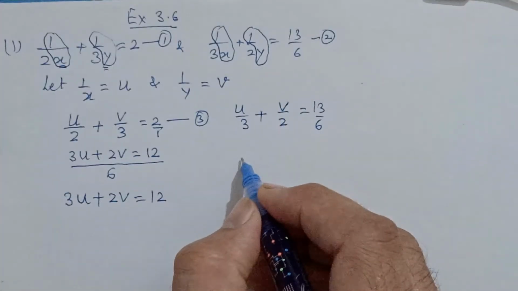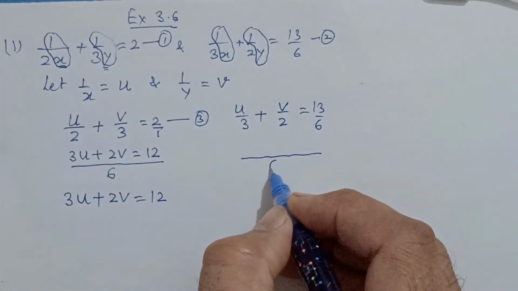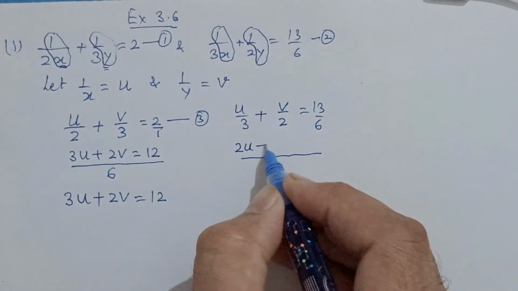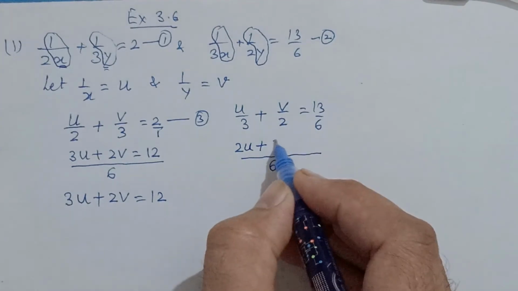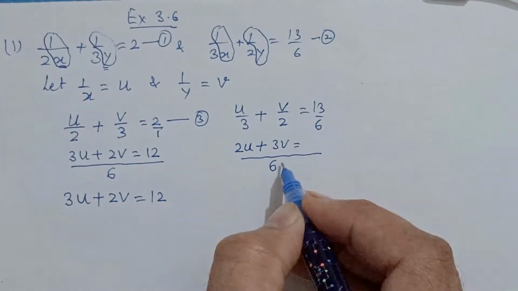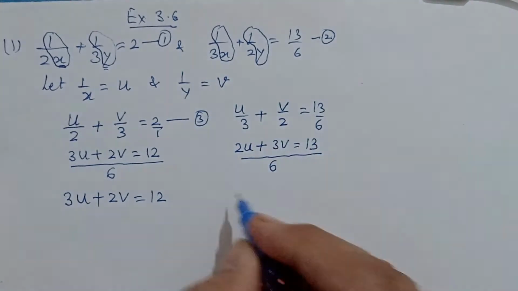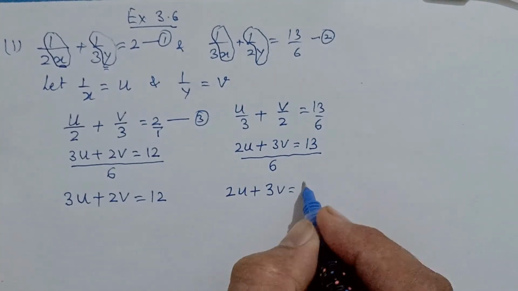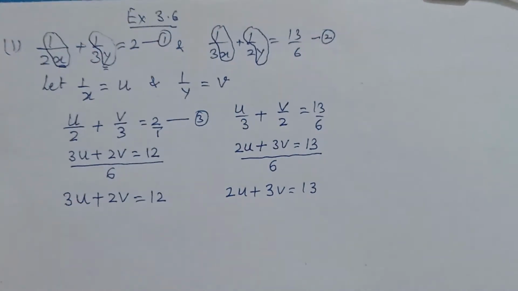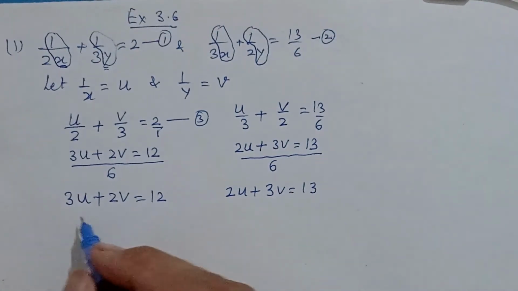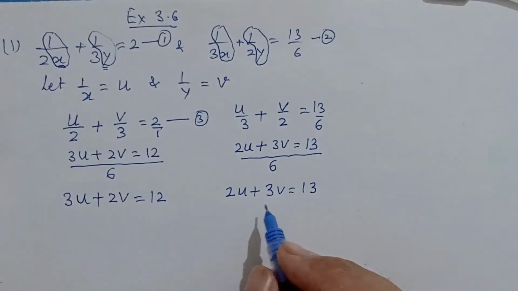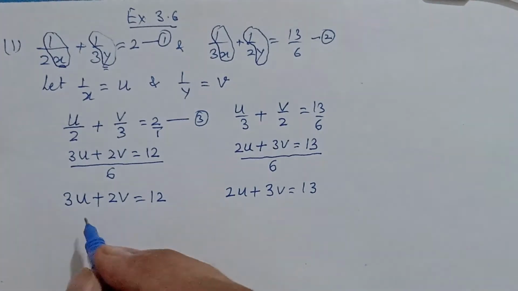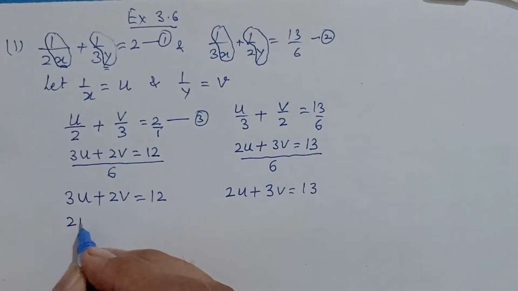And take the LCM here also. It is 6. 3 2s are 6, 2u plus 2 3s are 6, 3v is equal to 6 and 6 cancels, 13. So the second equation becomes 2u plus 3v is equal to 13. Now we can solve these two equations by any method: elimination, substitution, or the cross multiplication method. So I am writing the second equation here.